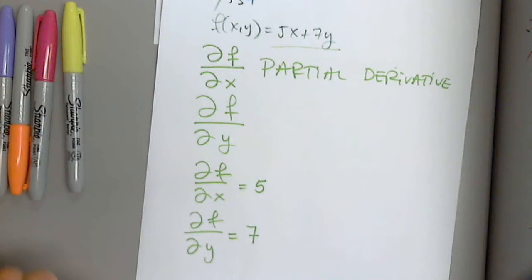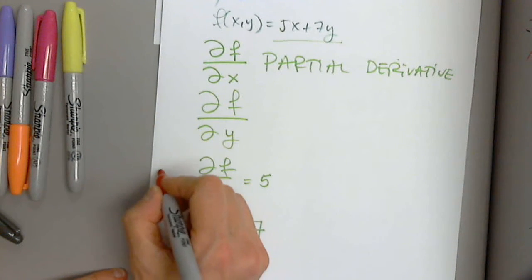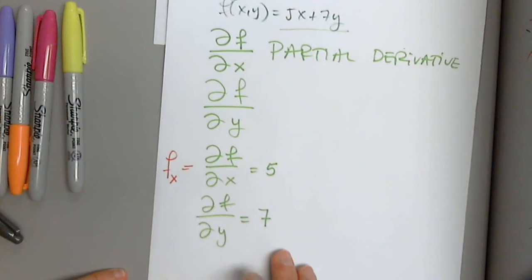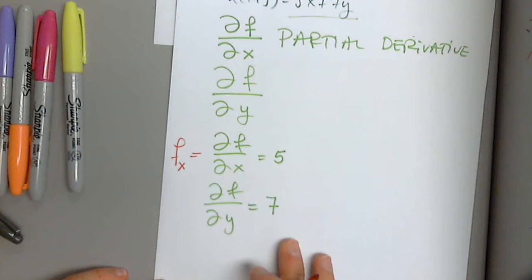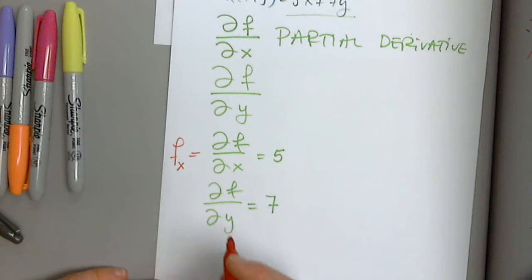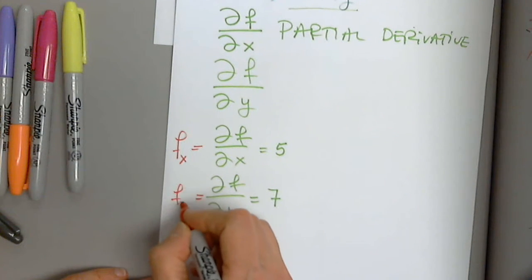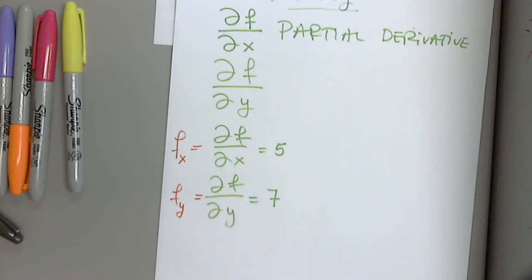Also, this notation for df over dx is also called f sub x, the partial derivative of the function f with respect to x. What do you think we're going to call this? f sub y. But it's not f parentheses y, it's just f sub y, correct. Okay, so let's look at a more serious situation.